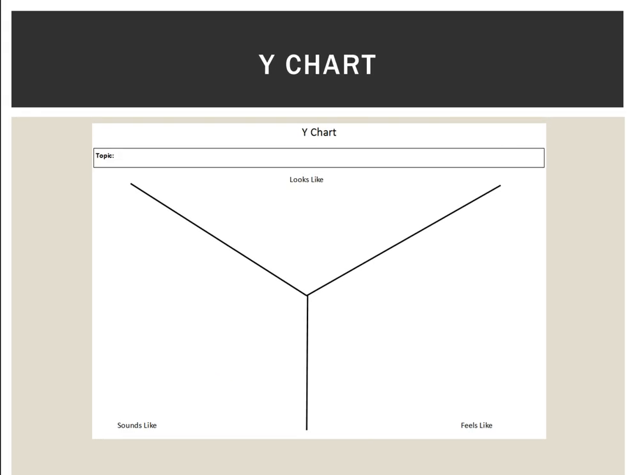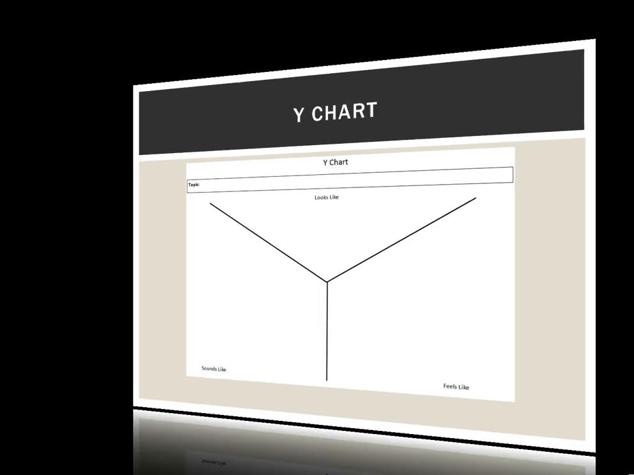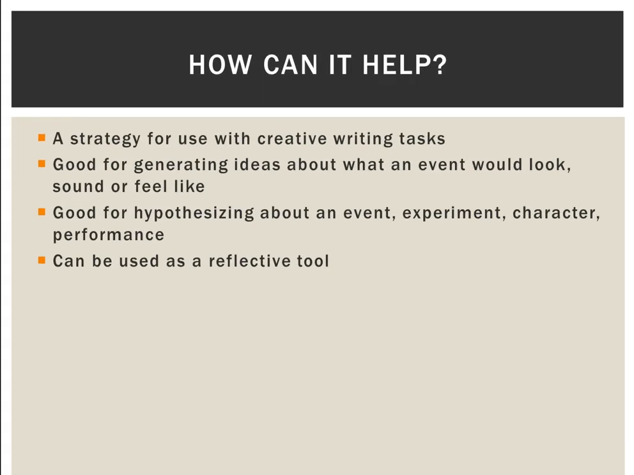So the Y chart, again, these are great for anything that you've actually got to think creatively about. So what does it look like? What does it feel like? What does it sound like? So this can help in a variety of ways.